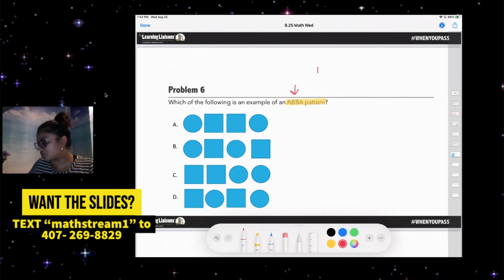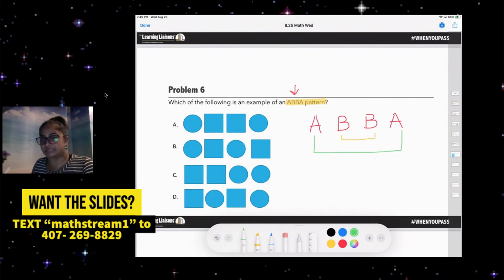So I can do 1, 2, 1, 2. That's a pattern. It's repeating 1, 2, 1, 2. Patterns are repeating sequences, right? So they have something that we can see out of them. If I look at my answer choices, I'm looking for ABBA. If I think about it, the two things in the middle need to be the same, and the two shapes on the outside need to be the same.